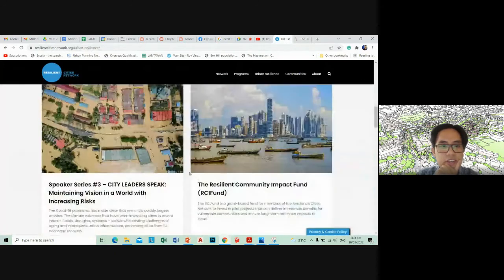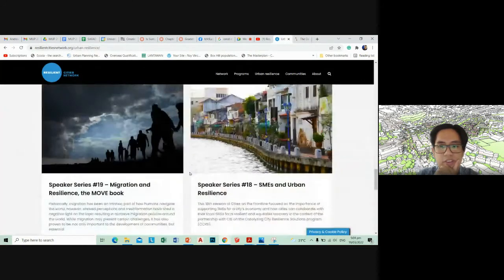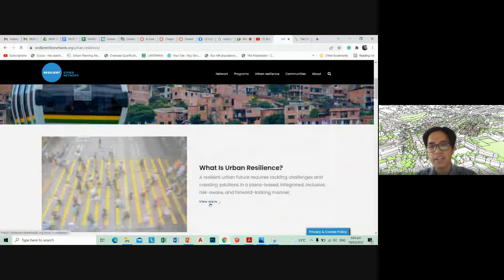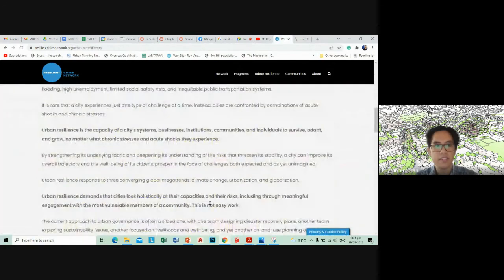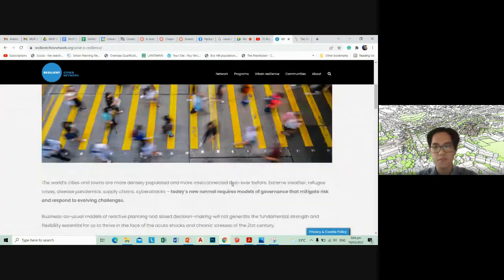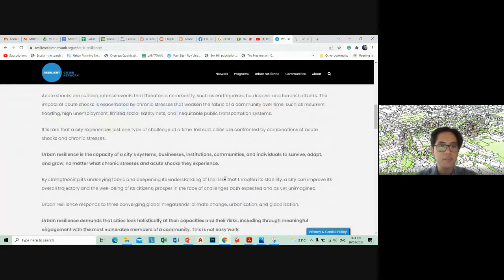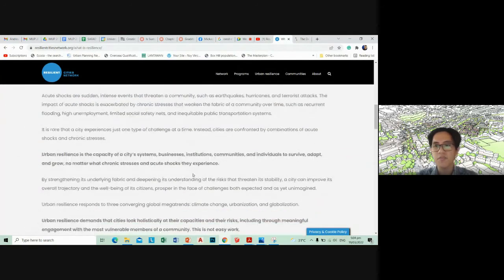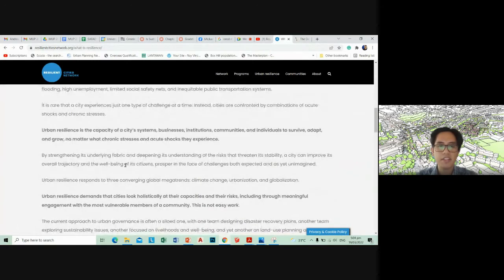And then let me see here. They have speakers, movements. So the idea is still pretty much the same. They just have a rebranding. So let me go back here. I know I said I wouldn't use this, but since this is the only thing that comes up, we'll just use it. Urban resilience is a capacity, again, to survive and adapt to shocks by strengthening its underlying fabric and deepening its understanding of the risks that threaten its stability. A city can improve its overall trajectory and the well-being of its citizens, prospering in the face of challenges in both unexpected and yet unimagined ways.